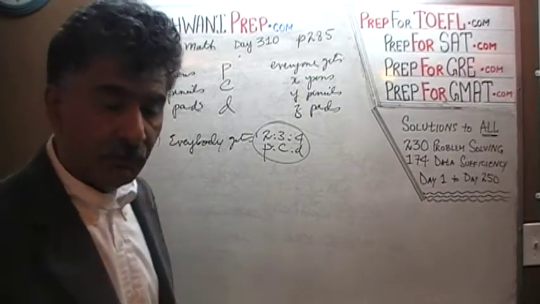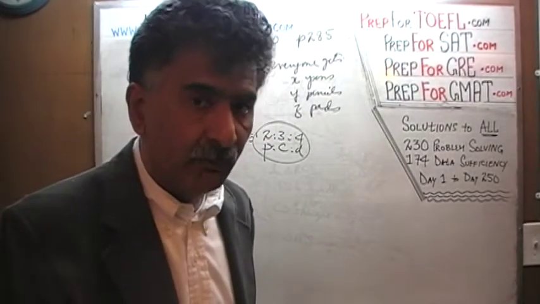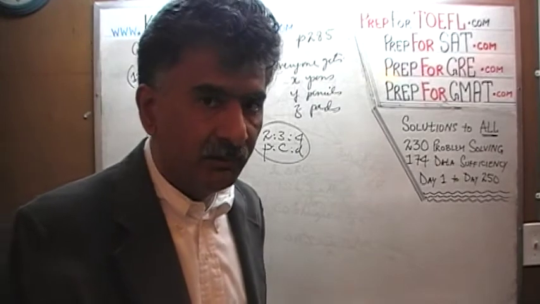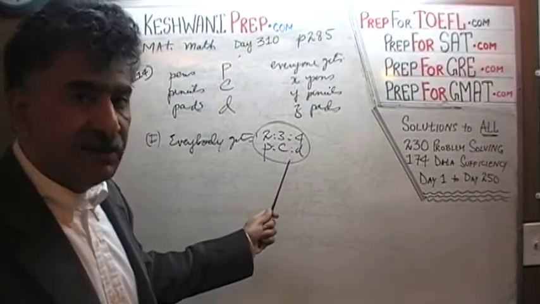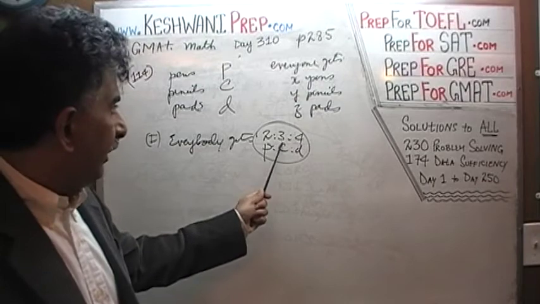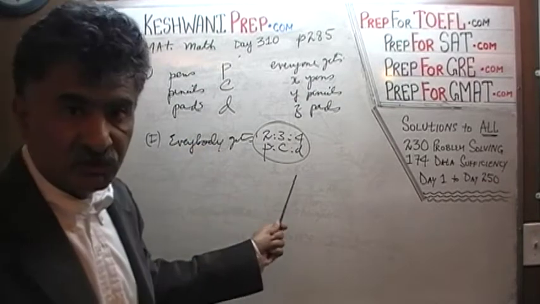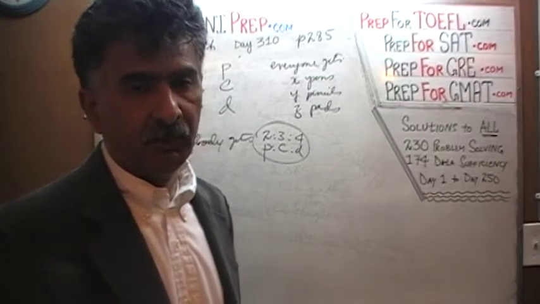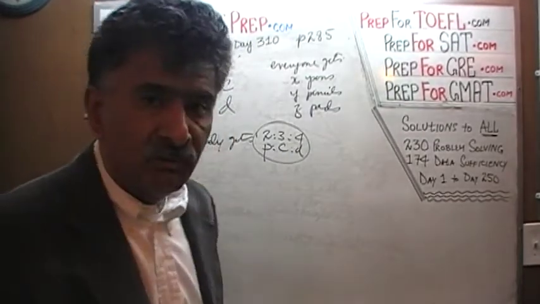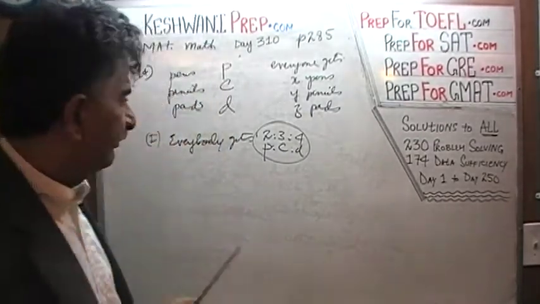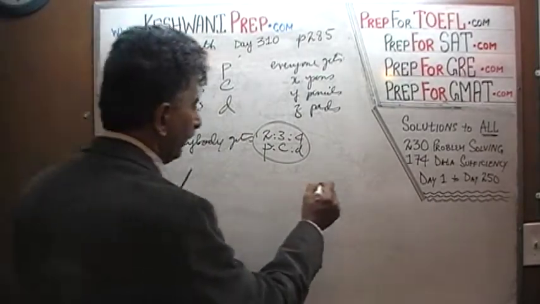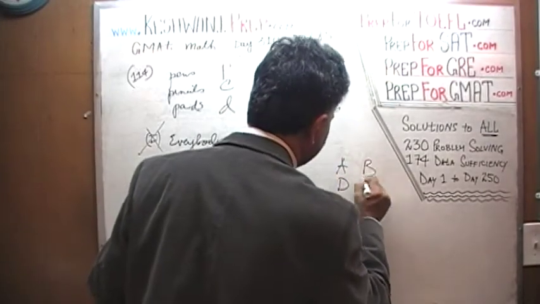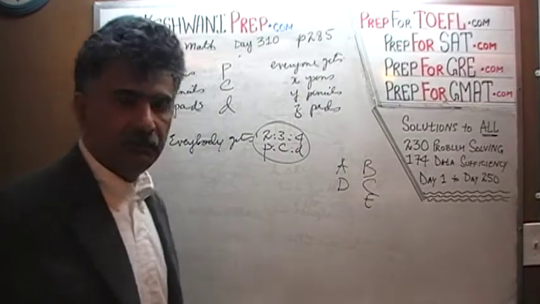What I meant by completely irrelevant is that even if we knew the exact number of pens, pencils, and pads being distributed, that still would not be enough to figure out how many people there are, because these ratios are dealing with the ratios of the items and not the people. The first statement is not enough. A, D, B, C, E.